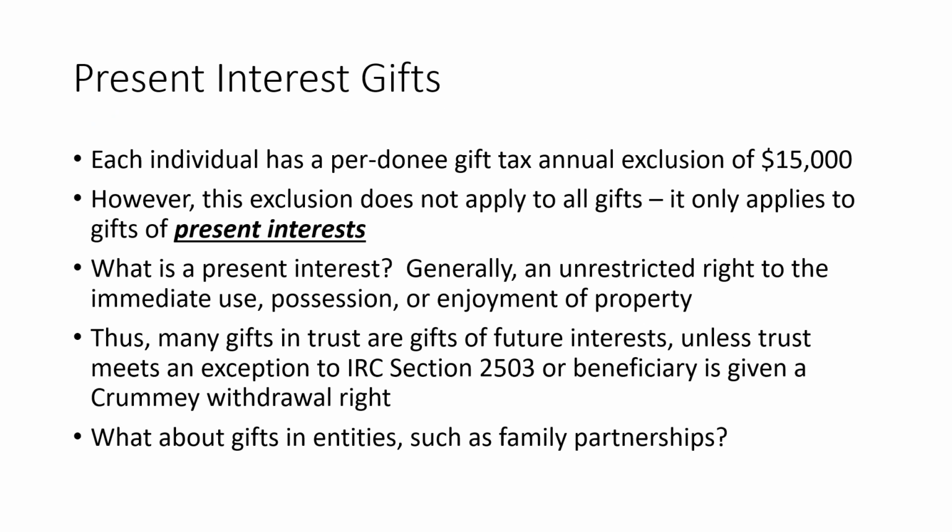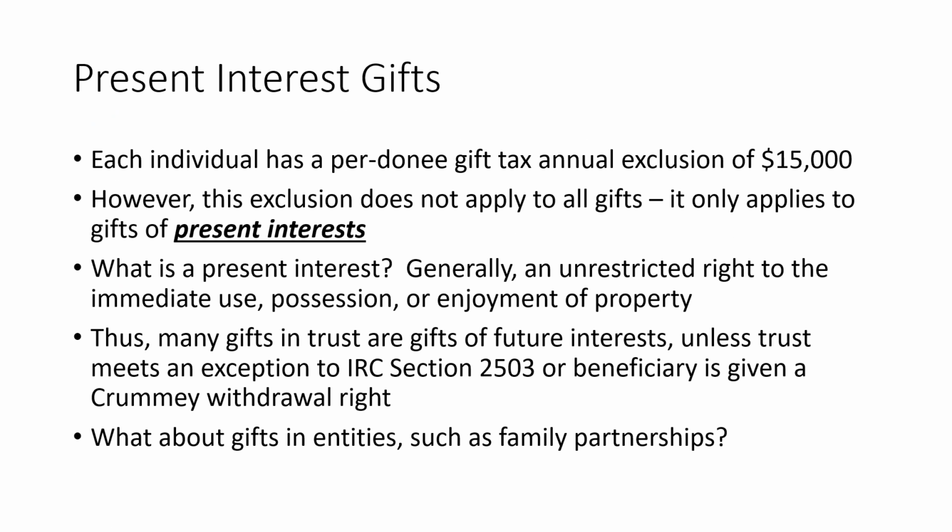Now, why do we care about this? Well, every individual has a per donee gift tax annual exclusion of $15,000. That means every individual can give away up to $15,000 to any number of donees or recipients without paying any gift tax or using any gift tax applicable credit amount against that potential gift tax. And as we're going to look at in a few minutes, that also takes away the gift tax filing requirement potentially. But this exclusion does not apply to all gifts.